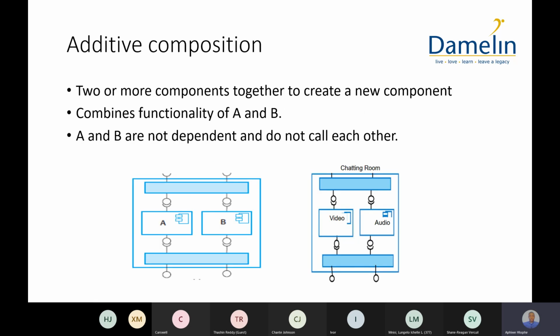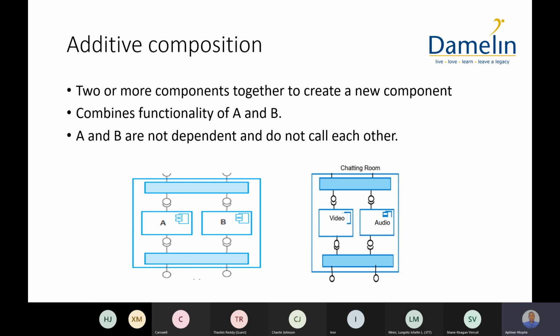And then moving on to the last one, which is additive composition. Here we have two or more components together creating a new component. It combines the functionality of components A and B to create a new component altogether. A and B are not dependent and do not call each other. They're sort of working in parallel. They do not call each other, but they need each other.